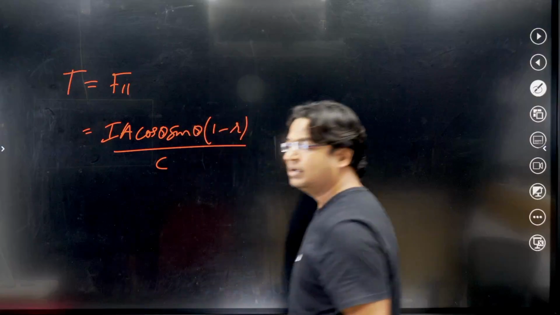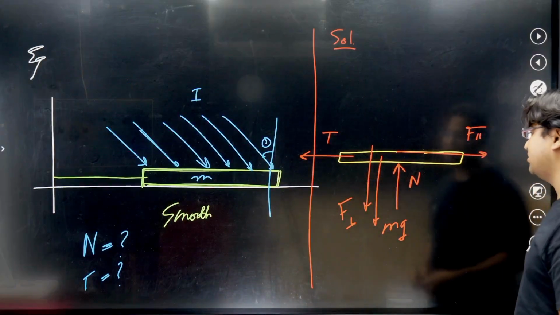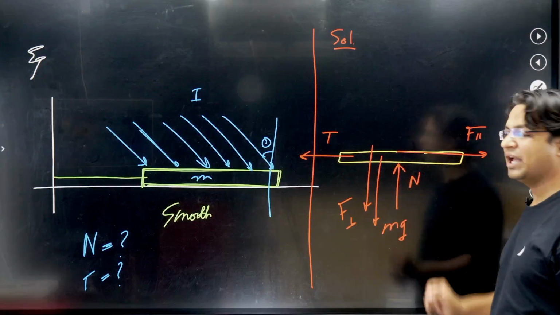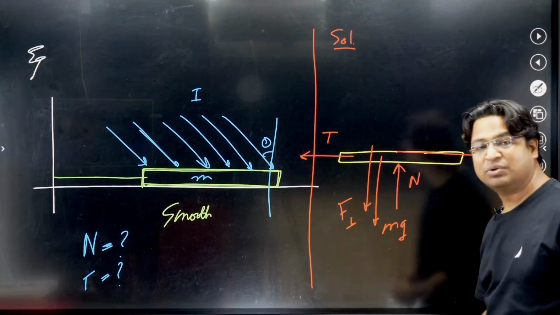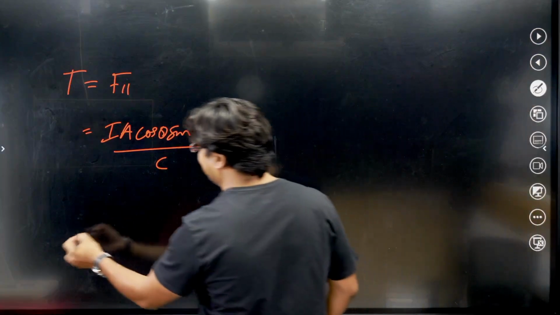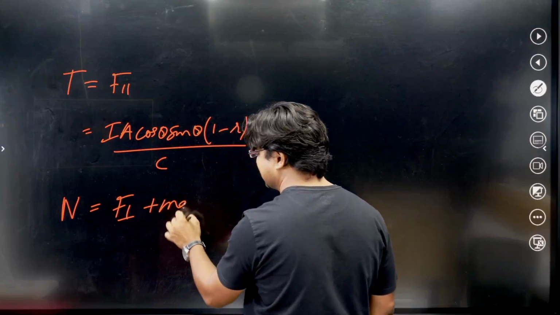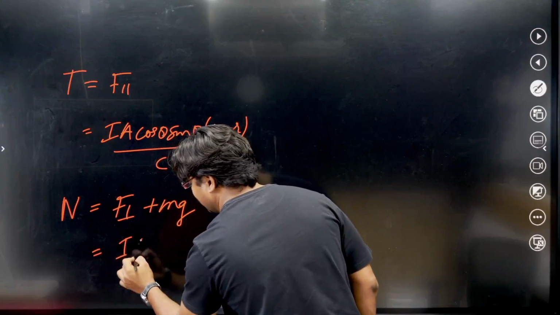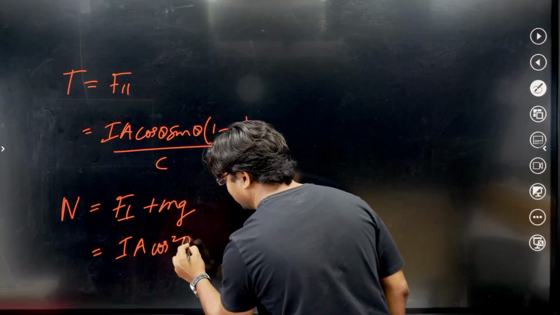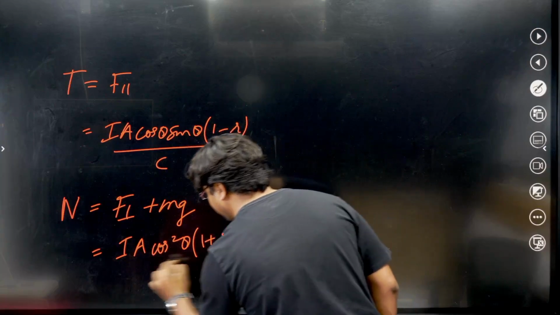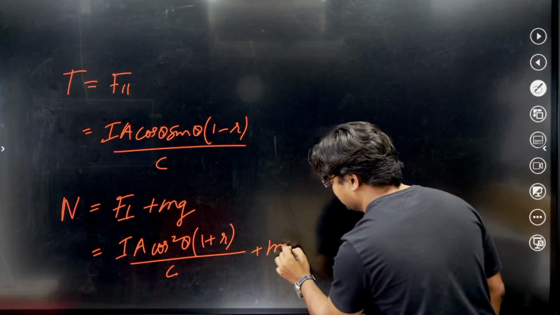What about the normal? So in the vertical direction, I see three forces, mg, F perpendicular, and normal. So normal is upward, the other two are downward. So normal would be balancing the sum of those two. So normal would be equal to F perpendicular plus mg. So it will become IA cos square theta (1 plus r by c) plus mg.